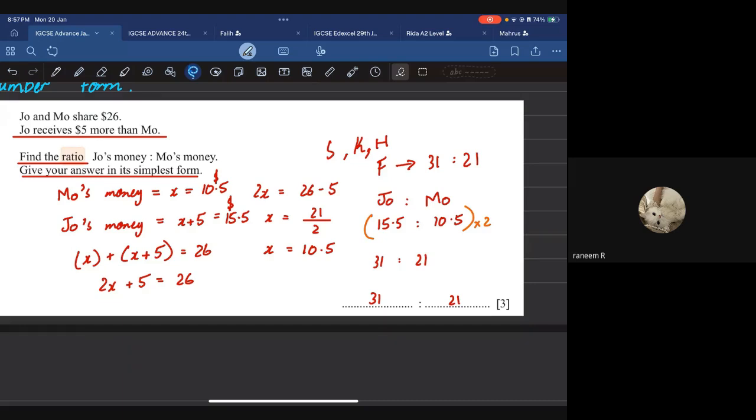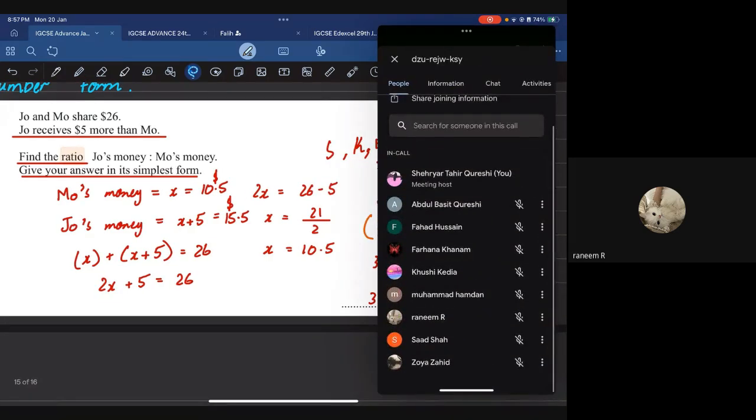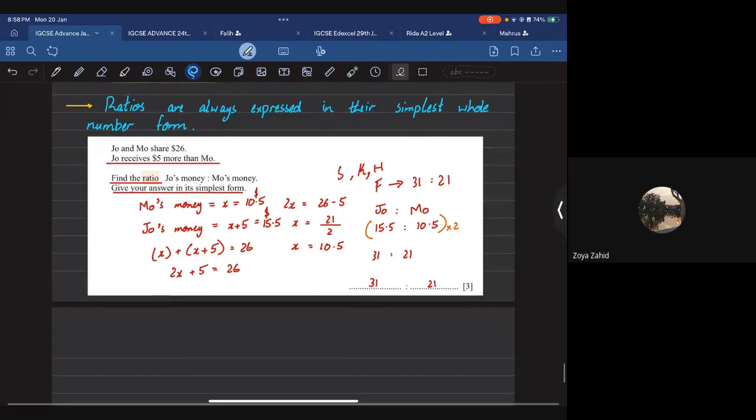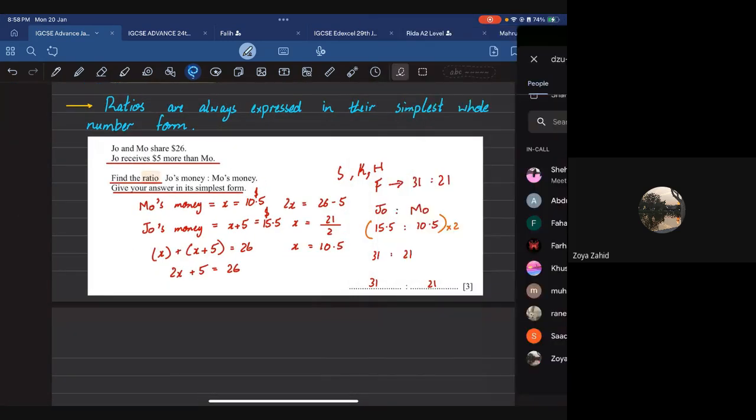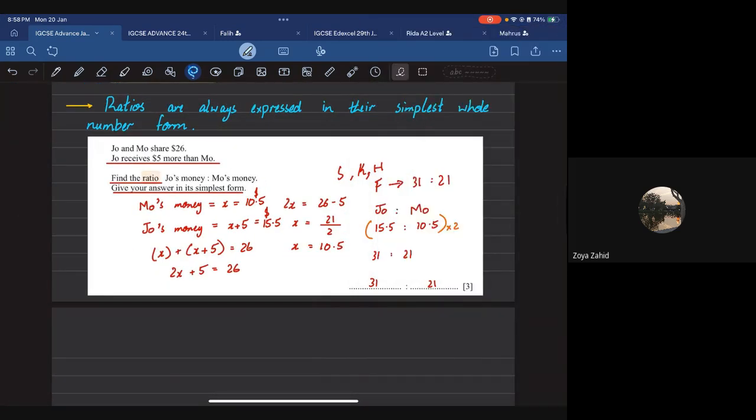All right. Anyone who does not understand this, let me know. Yes, Hamdan, did you get this now? Hamdan, yes. And Basit and Zoya. Yes, sir. Zoya, is this clear? Yes. Any issues with this, Zoya? No. All right. So well done, Kushi, Hamdan, and Fahad and Saad. You guys got the correct answer.